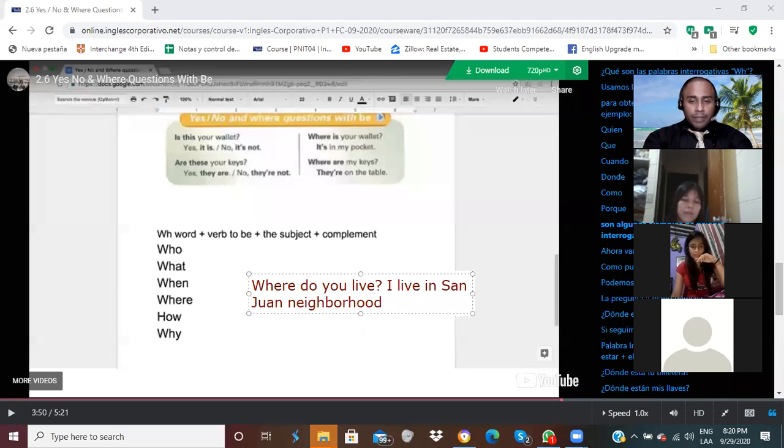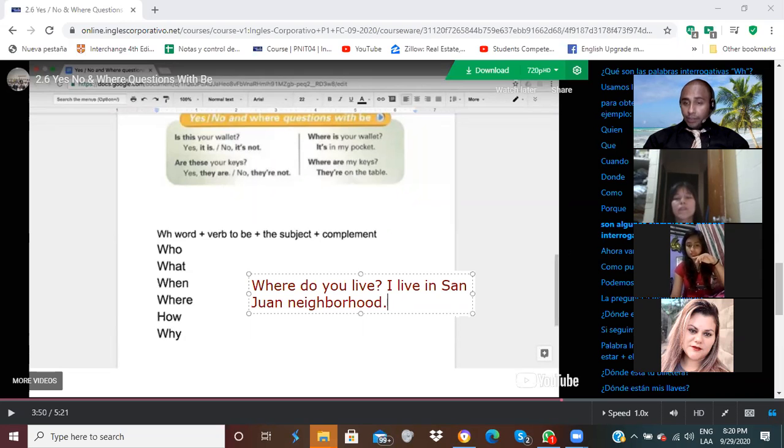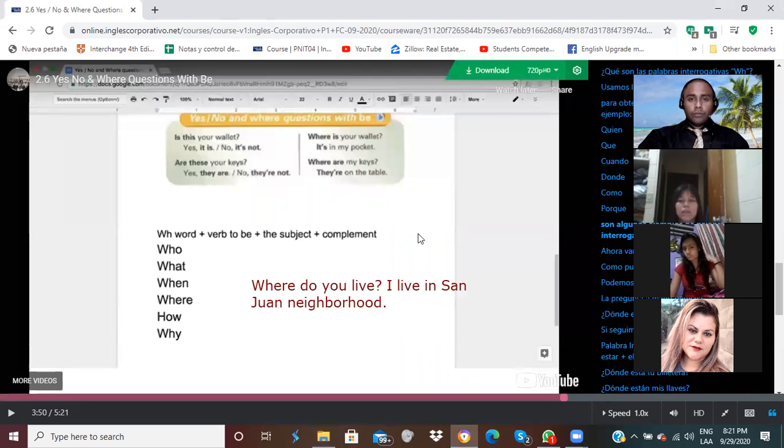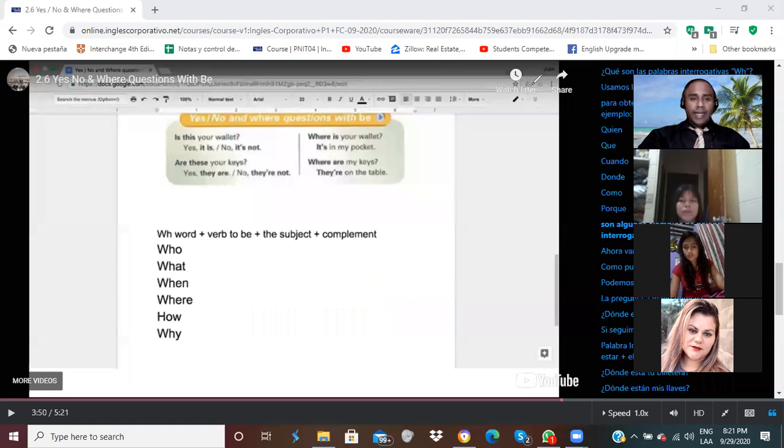Neighborhood. Everybody repeat, I live in San Juan neighborhood. I live in San Juan neighborhood. Okay. Tatiana, Colonia. Neighborhood, yes. Correct. Tatiana, please ask the question to Karen. Where do you live? I live in Condominios, Atlanta. Okay. How do you say condominios? I don't know. Condominium.